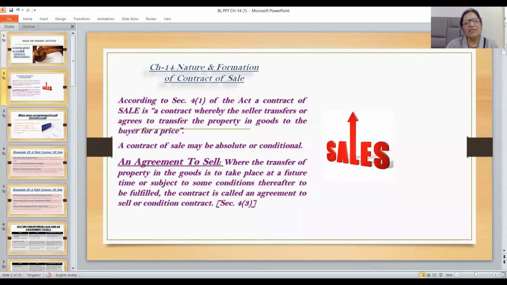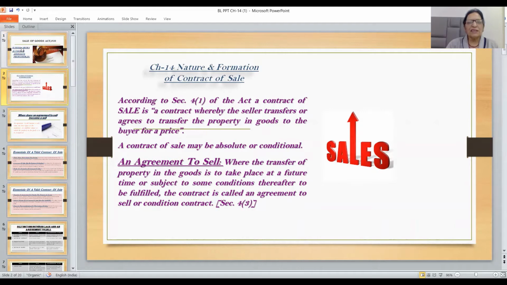And now, friends, chapter number 14 to chapter number 18 are from the Sale of Goods Act 1930. So I'm going to take up chapter number 14 today. This is the first chapter, Nature and Formation of Contract of Sale.